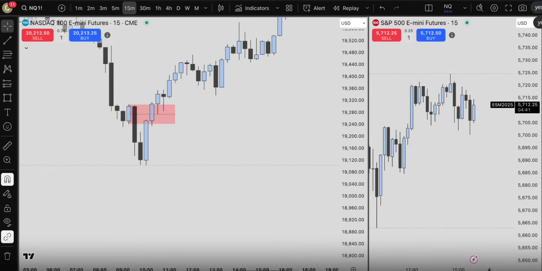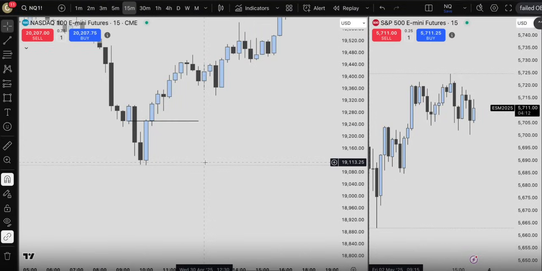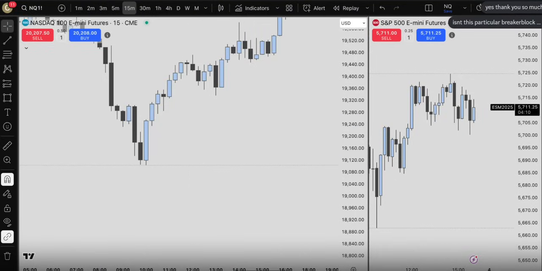No, Hamoudi, the order block is the body. Okay, so the order block. Some people use the wick, but I use the body. Okay, so that's the order block right there.